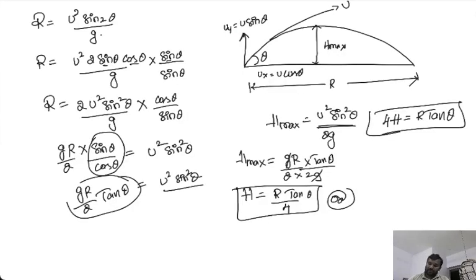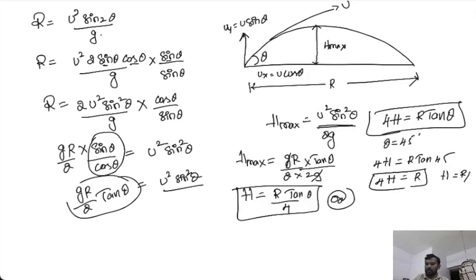In case theta is equal to 45 degrees, then 4h is equal to R tan 45. Tan 45 value is 1. Then 4h is equal to R. Then it can be written as h is equal to R by 4. That means the height of the projectile is equal to a quarter of the range when the angle theta is equal to 45 degrees.